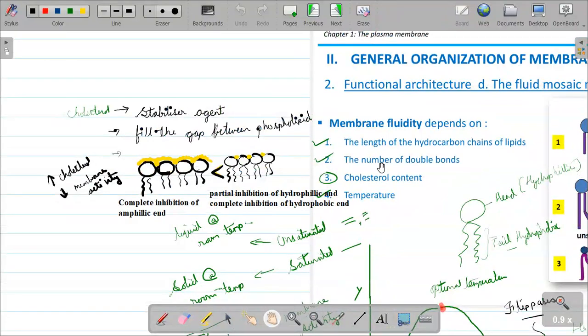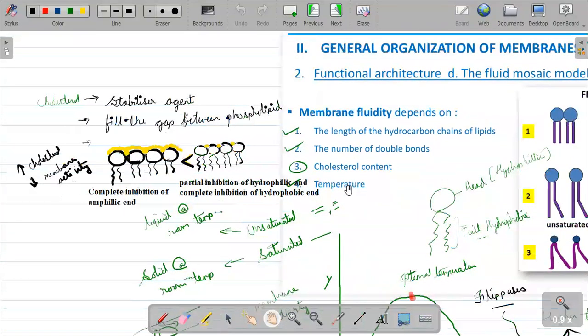So what happens here when these membranes are exposed to different environments? When we talk about a cell, the cells are not only here, they're exposed to different types of environment. So when they're exposed to different types of environment, definitely they are going to get destroyed soon.